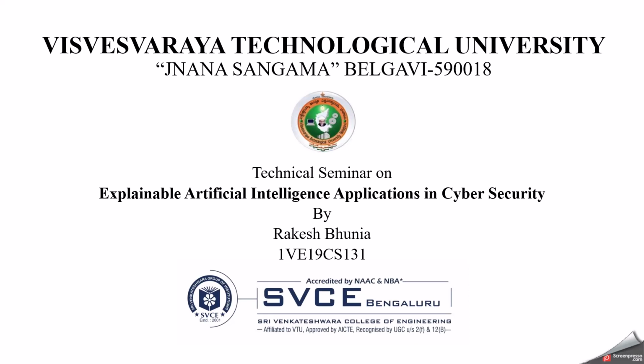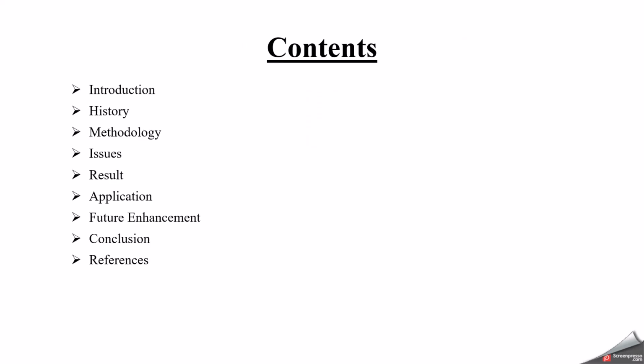So let's jump to the contents and take a look at what we are going to discuss today. Coming to the table of contents, we are going to discuss the introduction on how artificial intelligence can be used for cybersecurity, its history, methodology, issues of using artificial intelligence in cybersecurity, the results, applications, future enhancement, conclusions, and references from where I took the points.